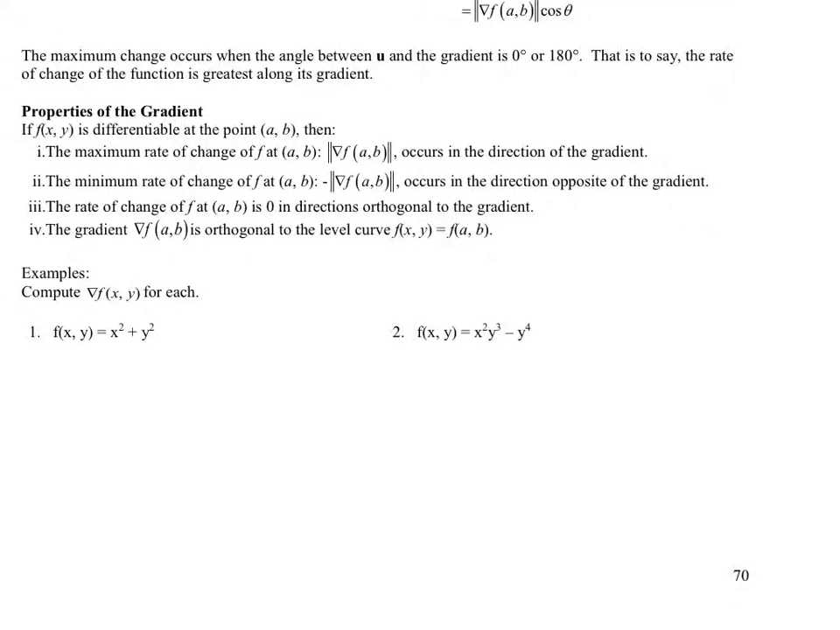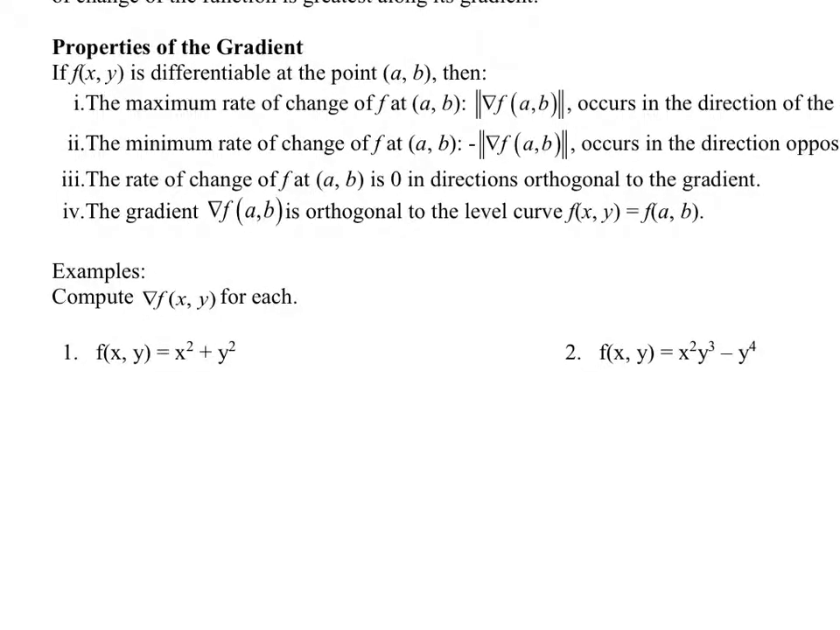How do you find the gradient? Well, you find, well, this looks familiar, your partials. So upside down triangle. Yeah, there's a name for it. That's what it's called. It's called an upside down triangle.